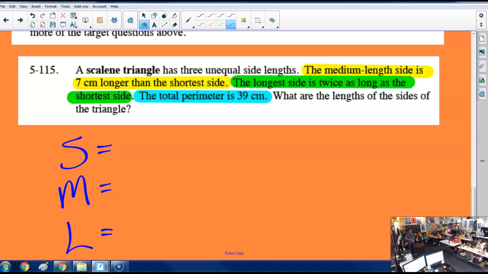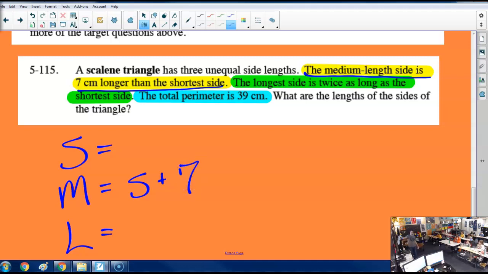Callie, what do we know about, well, actually, you can choose since you're first. Do you want to tell me something about the short side, medium side, or long side? Sure. Bella? Tell me M equals, S equals, or L equals. M equals 7 plus S. According to this, M equals longer than the shortest side, so M is S plus 7.